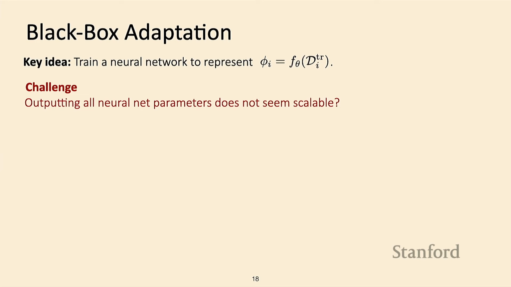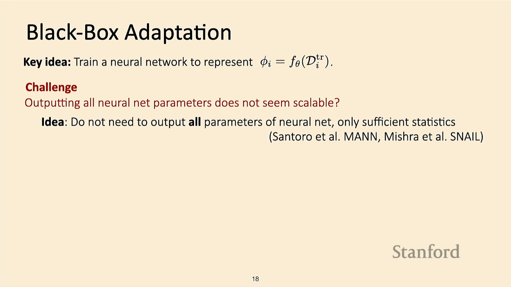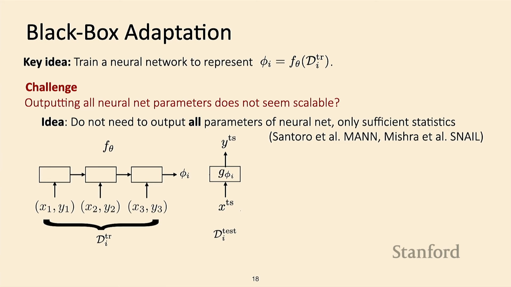Cool. We talked about how outputting all the neural network parameters isn't very scalable. And so instead of doing that, you can output only the sufficient statistics, basically replace phi i with h i, and have this be a lower dimensional vector that is combined with some other meta parameters in order to make a prediction.